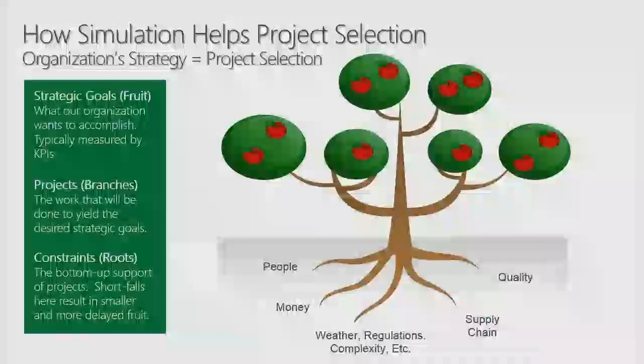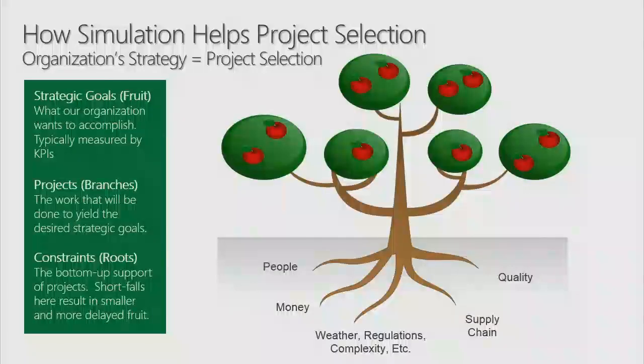So how does simulation help with project selection specifically? Let's just go over a few key points here. We do realize that an organization's strategy, maybe not equal to its project selection, is fulfilled by the projects it selects. And when we are selecting our projects, we are going to use this analogy here. We have our tree analogy. Has anyone seen this analogy before? We're saying our strategic goals are the fruit. This is what we want to accomplish as an organization, typically measured in KPIs.